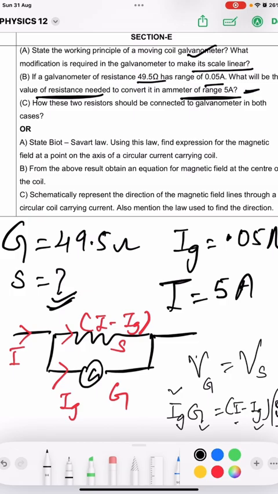Shunt can be calculated this way. This was question number 21, and shunt will come as 0.5 ohm. So please practice on your own. Use mathematics and find out.